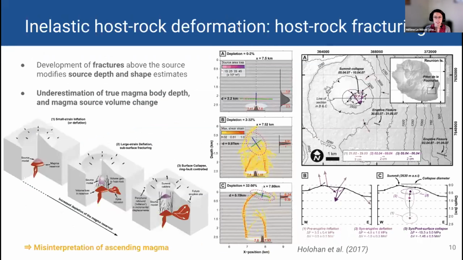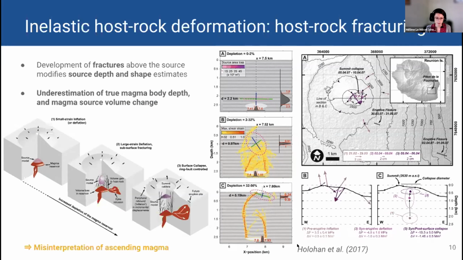Now let's look at the effect of host rock fracturing on deformation sources. So the elastic continuum approach that is used in the simple analytical models only works for small displacement and small strain. So it's usually the case during volcano inflation. But during volcano deflation episodes, the strain can be quite large actually, and sometimes it leads to caldera collapse.